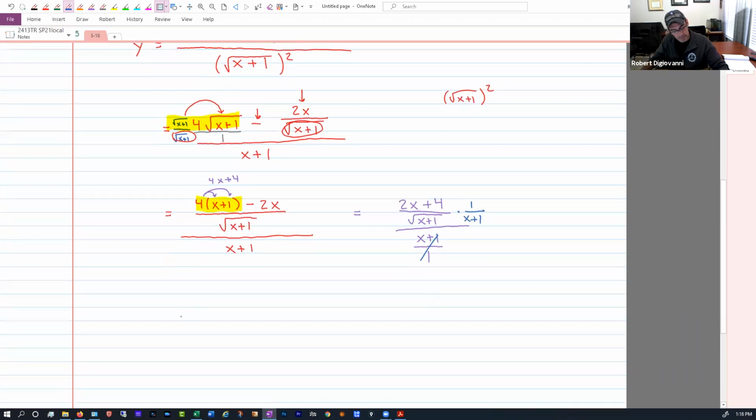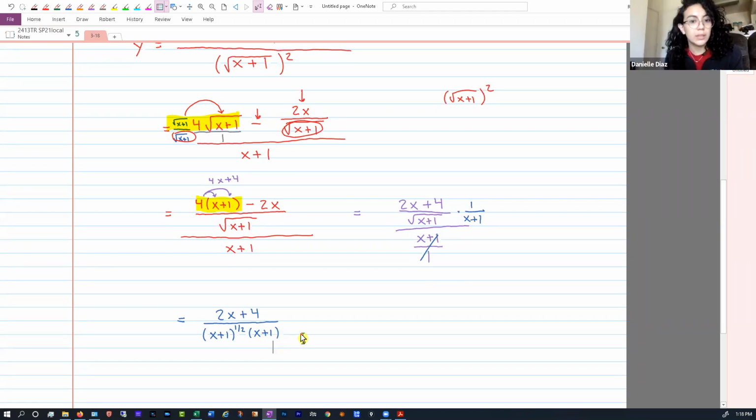So here's where we are. We have 2x plus 4 on top. On the bottom, now I'm going to do something strange here. All you're going to do is just agree or disagree with me that that's legal, right? 2x plus 4 on top. Instead of writing x plus 1 square root, I rewrote it as x plus 1 to the half. And then here I have x plus 1, and that's just, you know, x plus 1, right?